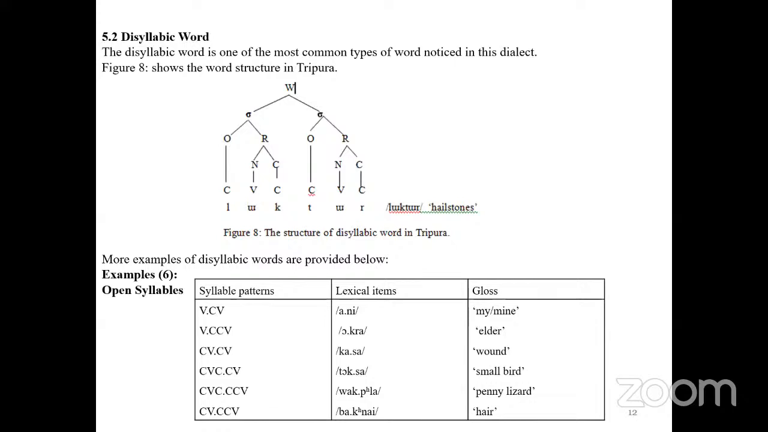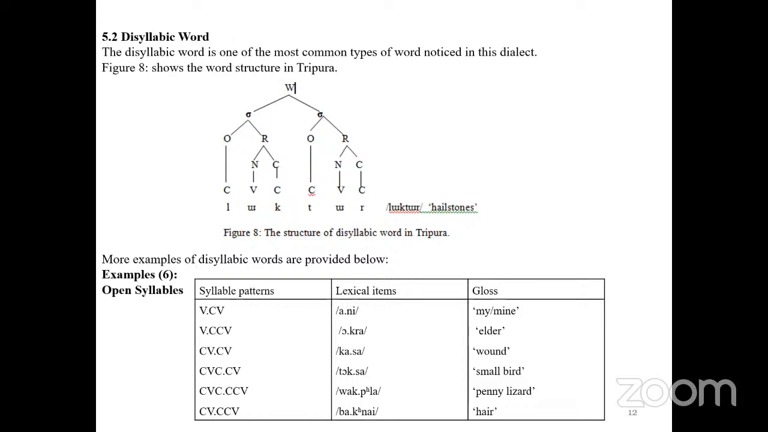So these are the disyllabic words. This disyllabic word is one of the common types of structure found in this dialect. Here I have given an example of lukter, that is hailstones. Also some of the examples are given below. There is ani, meaning my or mine, okra, elder, kasha, toksa, small bird, wakpla, etc. Next.